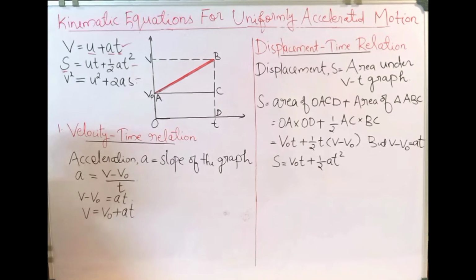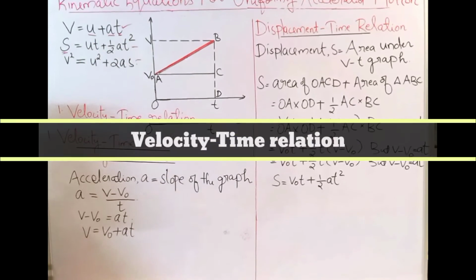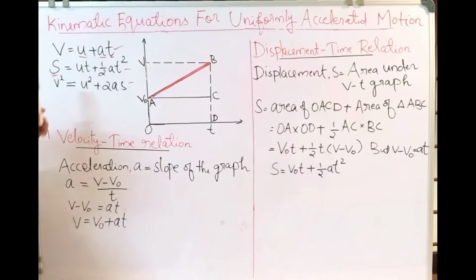Which is the first relation? That is V = U + AT. Now the first relation we can find, that is velocity time relation. So here we have to find the acceleration. In the case of velocity time relation, that is V = U + AT, this equation we have to find. For that, we are taking this equation, that is acceleration we have to find. How we will find the acceleration? That is change in velocity by time.